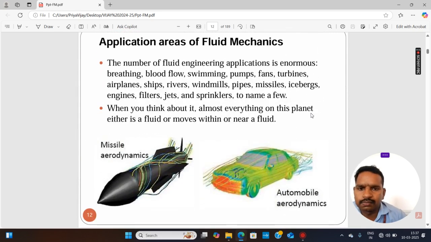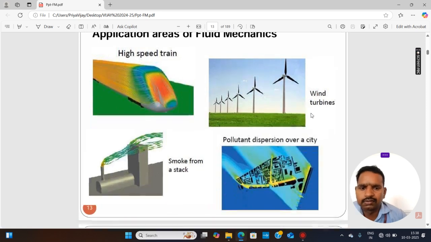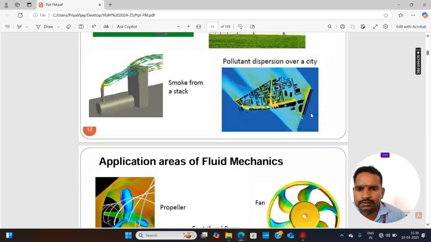So here I have given some pictorial representation of the applications. You can see the missile aerodynamics, how it has been developed, and the automobile aerodynamics. These are some applications of fluid mechanics. We have enormous engineering applications of fluid mechanics.